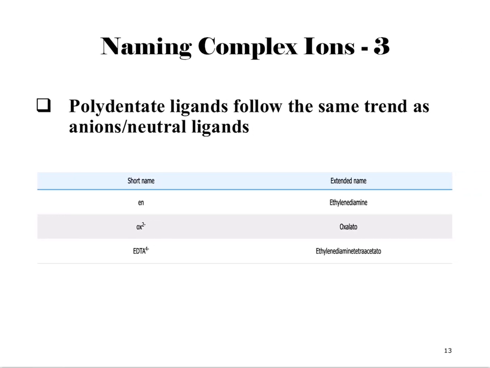Polydentate ligands follow the same trend as anions and neutral ligands. So ethylene diamine, that's the one that I was just talking about. That's a bidentate ligand. Oxalato, that's just going to be another big complicated molecule. So ethylene diamine is neutral, and that's why it just carries its normal name, whereas oxalate, the oxalate ion, gets changed to oxalato. So even though these are polydentate ligands, they follow the same trend.